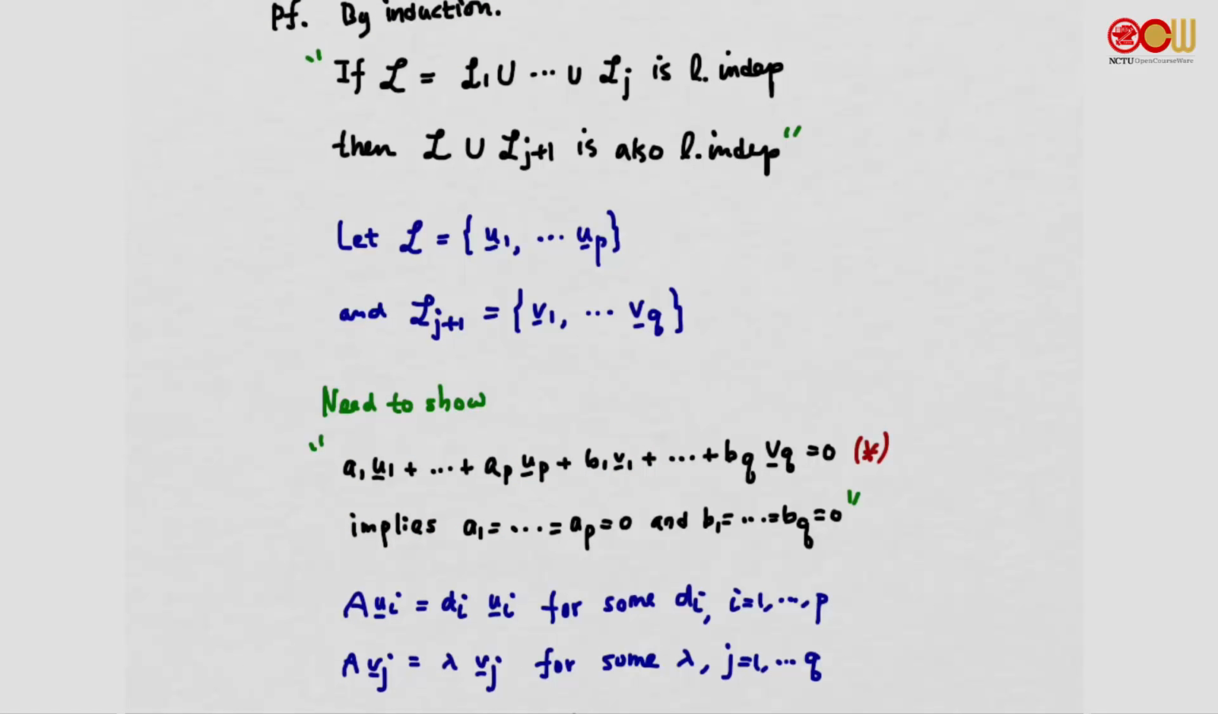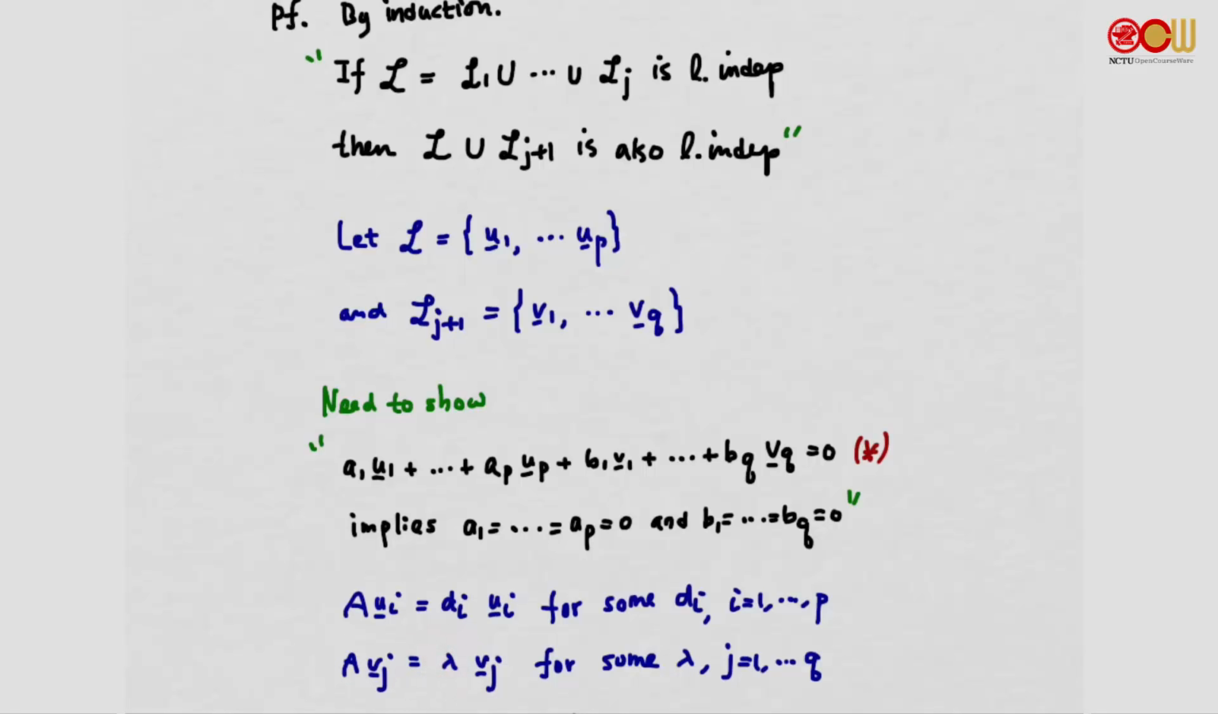But what do we know about these u vectors and v vectors? What we know is that A ui is equal to di ui for some scalar di, i goes from 1 to p, because each of these ui is an eigenvector of A. And we also know these v vectors are eigenvectors of A, and they are eigenvectors of A in the same eigenspace. So A vj is equal to lambda vj for some lambda.